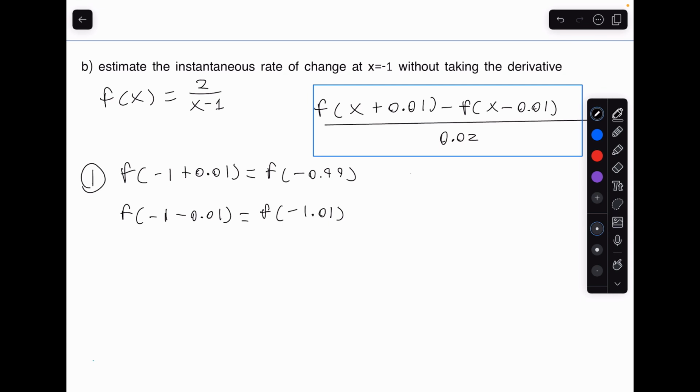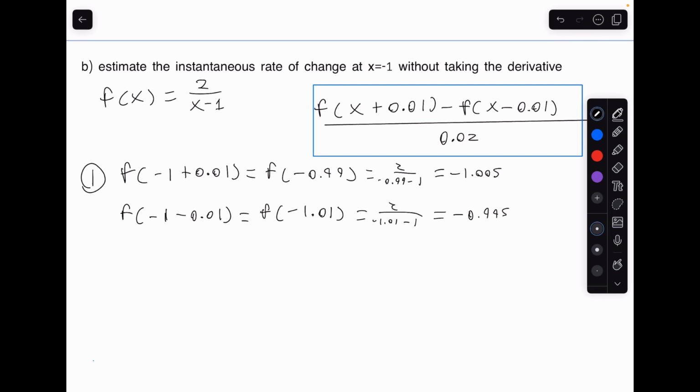Okay, so now we just plug those into our original function. It's the same function as last time. These are our inputs. Let's just plug them in. So 2 over negative 0.99 minus 1, and 2 over negative 1.01 minus 1. So if you put that into your calculator and compute it, you should get negative 1.005 for the first one, and then negative 0.995 for the second one.